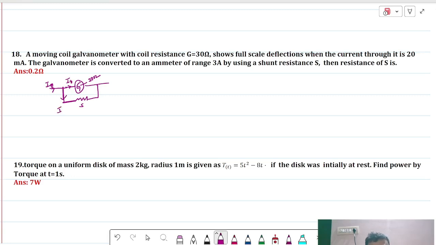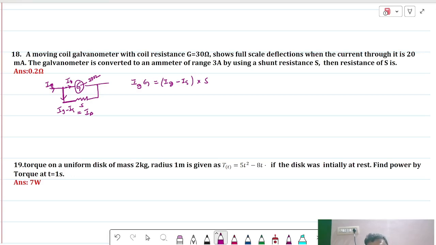Now here I minus Ig is the current through the shunting resistance, and that is the current through the ammeter. Ig is the current through the galvanometer. I is the current in the circuit initially. In parallel the potential is the same. Therefore Ig into G, this is the construction of ammeter actually, is equal to I minus Ig, the current through the shunt, into S, the shunting resistance. So S is equal to Ig into G by I minus Ig.